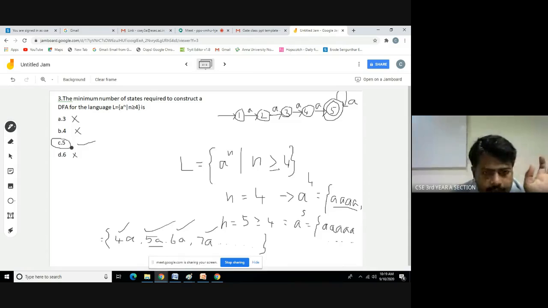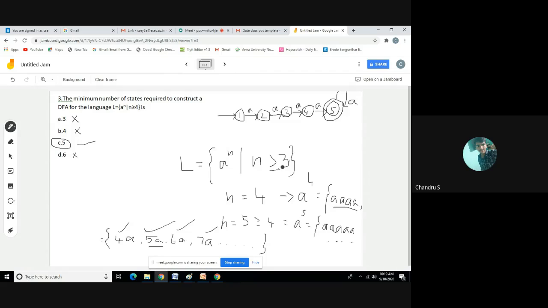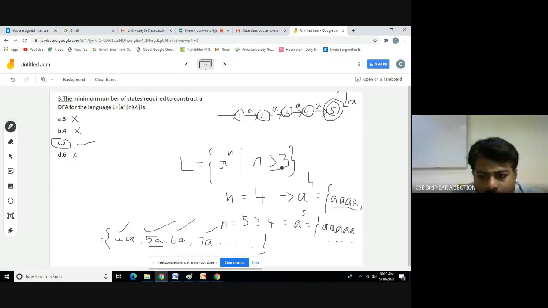Suppose my condition is 3. Now you tell me, what is the minimum number of states required to construct the DFA? 4 is the correct answer. Why? Because the condition is n greater than or equal to 3, so the first string is 3a. To accept 3a in my finite automata, I need 4 states. Those kinds of questions are also asked in our GATE examinations.